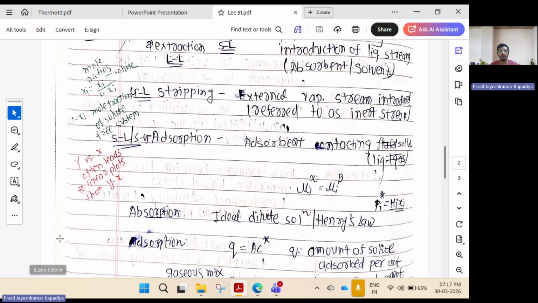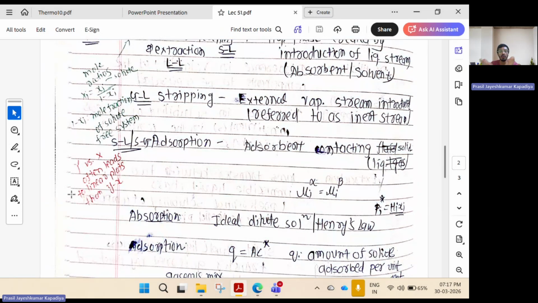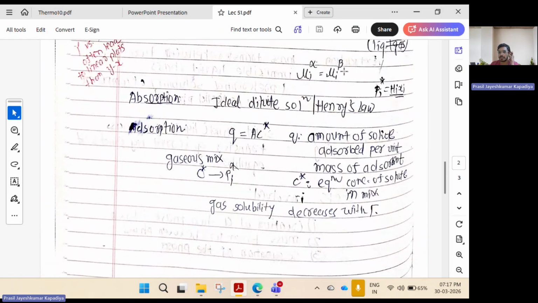I forgot to mention one more thing. When we had that example where I want to absorb H2S from a gas using some solvent, H2S is present in very little quantity in the gas phase, and it is going into a very high concentration liquid phase. So what are we basically forming? We are forming an ideal dilute solution, and we are dealing with absorption.